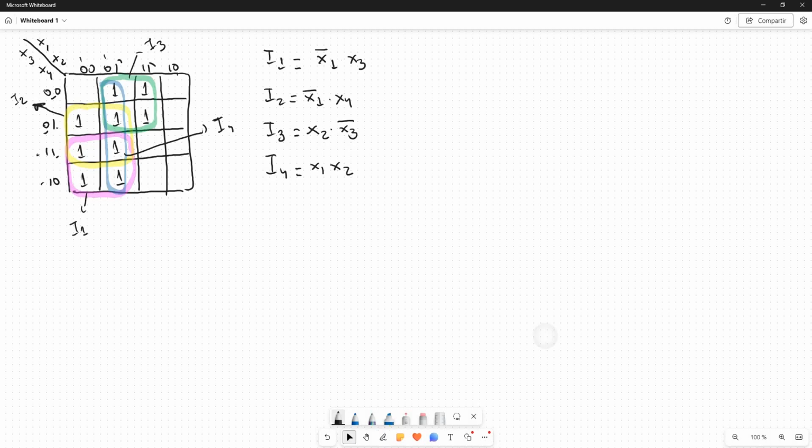X1 is complemented because it's 0 and x2 is 1, so it's going to appear uncomplemented. So all of them are prime implicants because they are the largest that we can form covering the ones of the function. Now we are going to look for the essential prime implicants, those that are essential.